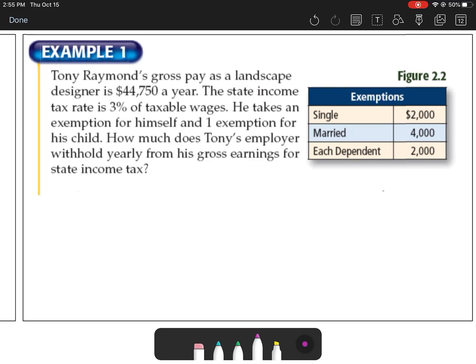Okay, so the first step is I have to figure out what my exemptions are. He takes an exemption for himself and one for his child. So that means he is single and he has one dependent. So he gets $2,000 for being single and then $2,000 for the dependent. So that gives me $4,000 for an exemption.